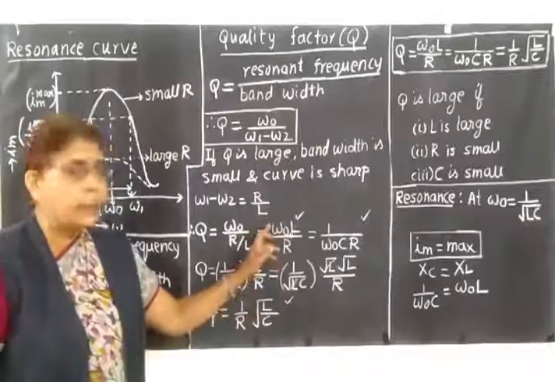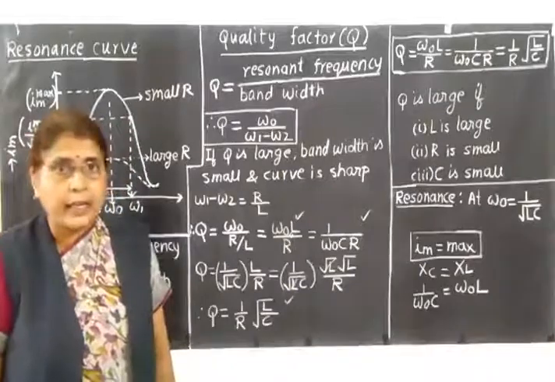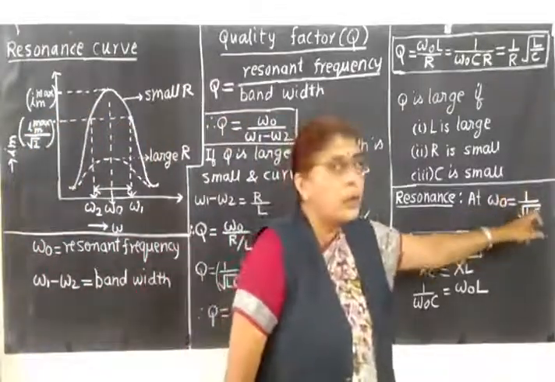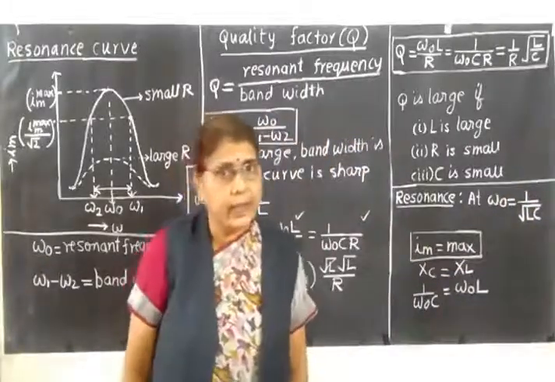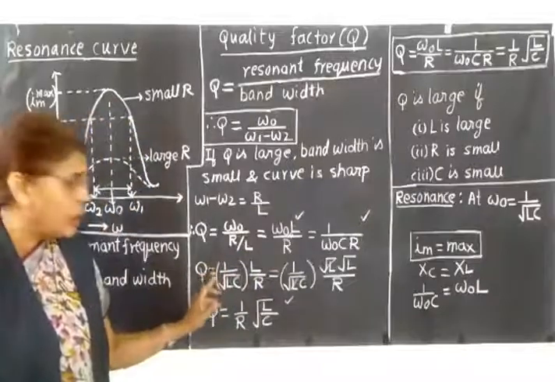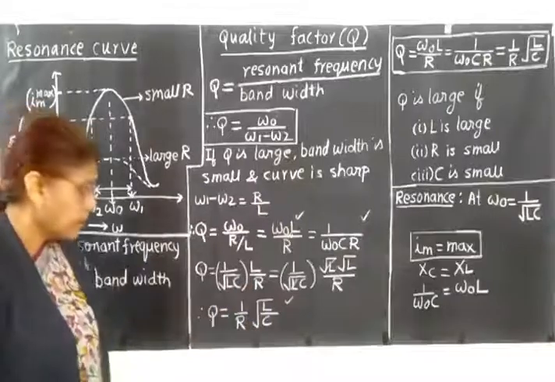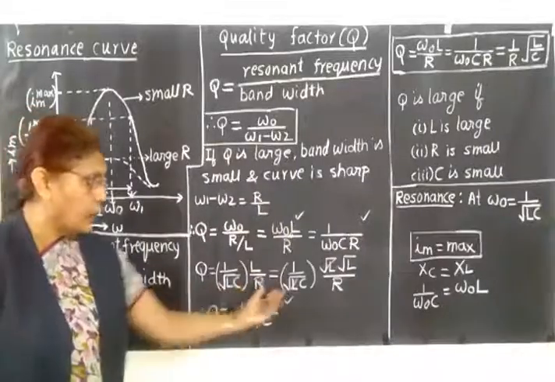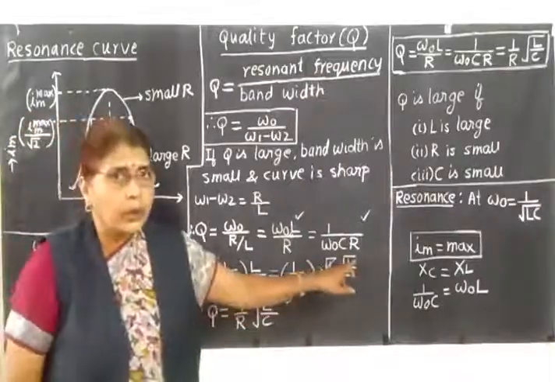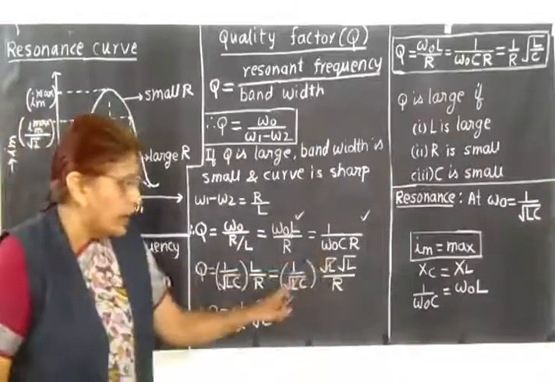What we shall do is put the value of omega 0. Just now we have derived an expression for the resonant frequency, omega 0 equals 1 upon root LC. We shall substitute this value and simplify. For omega 0, I have written the value as 1 upon root LC, and L upon R as it is. Then this is equal to 1 upon root LC. For L, I shall split it into root L into root L, divided by R. You can simplify. One root L gets cancelled.